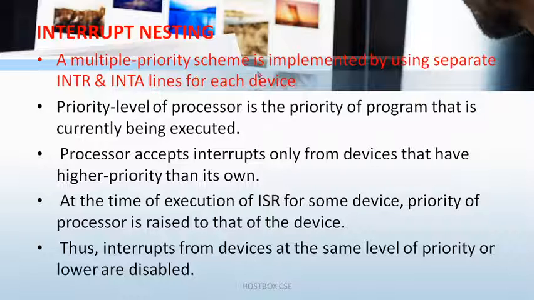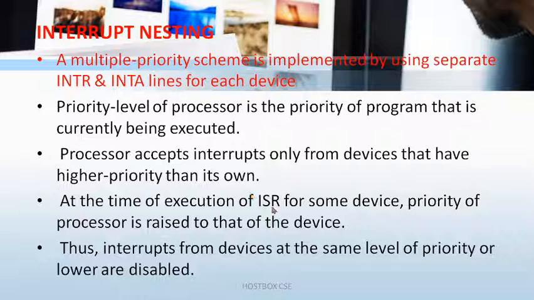A multiple priority scheme is implemented by using separate INTR and INTA lines for each device. The priority level of the process is the priority of the program that is currently being executed. The processor accepts interrupts only from devices that have higher priority than its own. Here you also follow the priority scheme, where you check which device has the highest priority. For example, you have devices 1, 2, 3, 4, 5. Device 4 has the highest priority, 10, so it gives priority to that one only. Then device 2 has priority number 8, so it gives importance to device 2, like that.